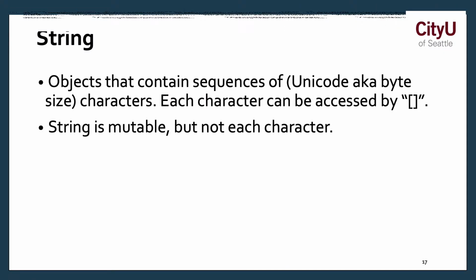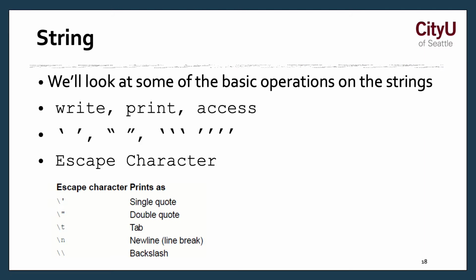Strings. So strings are mutable, but not each character, and they can be accessed with a square bracket, kind of similar with a list. So list has a sequence of elements, right, or values or objects, and string is a sequence as well with characters, right?